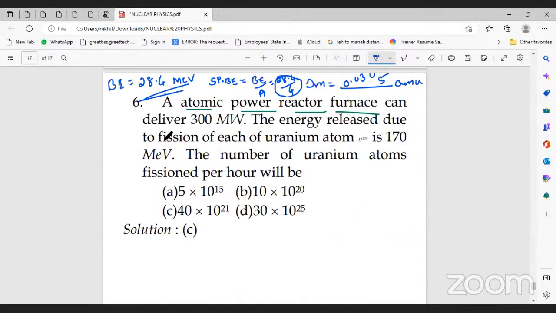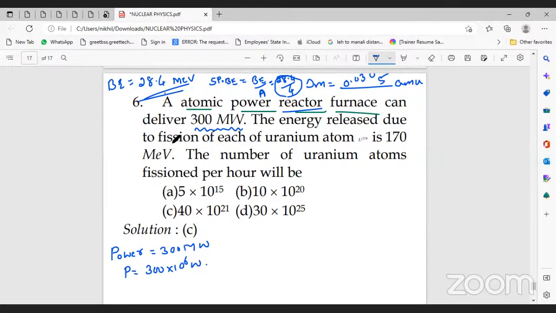Now you can take up this problem. What they have given is an atomic power reactor. An atomic power reactor produces nuclear energy, and it is delivering 300 megawatt. 300 megawatt means that is power. What is the power they have given? 300 megawatt. So power is equal to 300. What is mega? Mega means 10 power 6 watt.